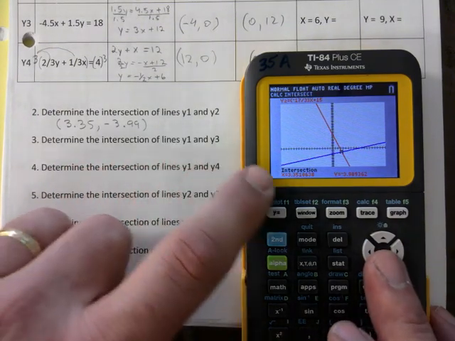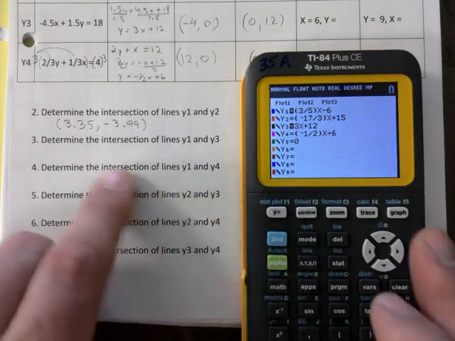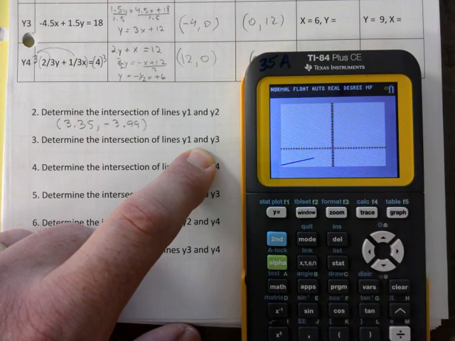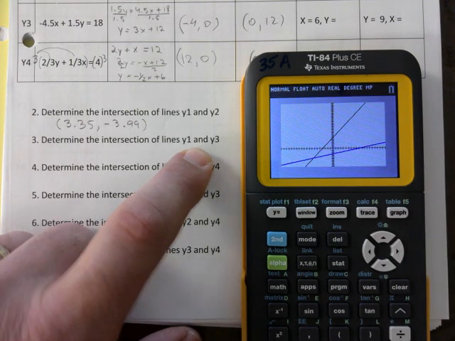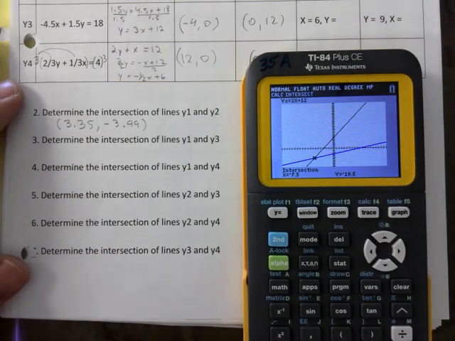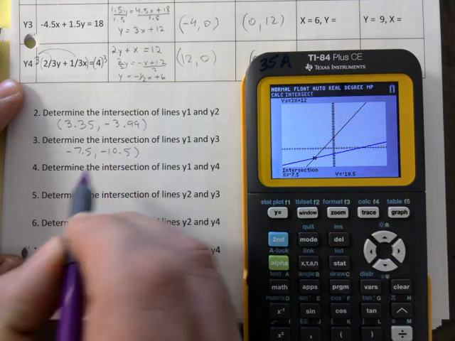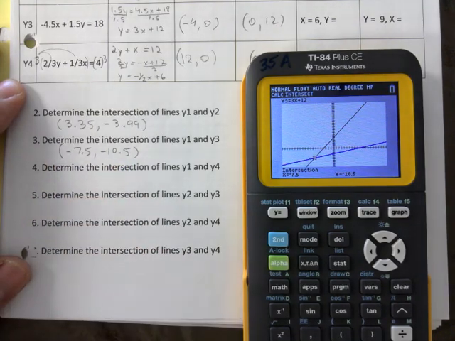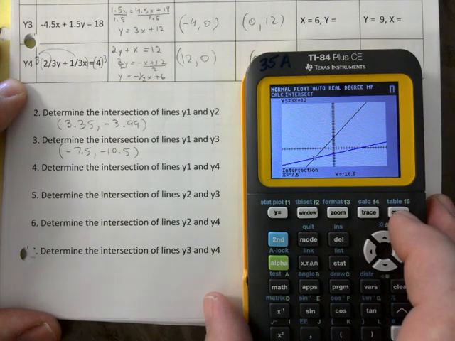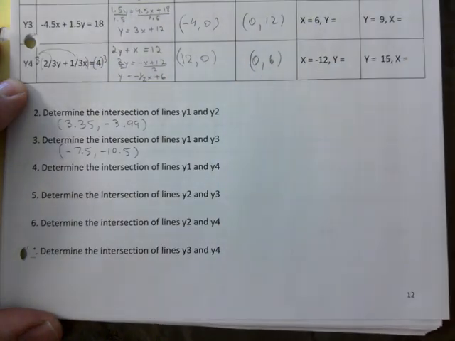So y1 and y3. So we're going to turn off y2, turn on y3 because we want the intersection between those two lines. Hit graph. And there it is. Second trace 5, enter, enter, enter. That's (-7.5, -10.5). And so forth. Try to find the other ones. I'm just going to give you the answers.